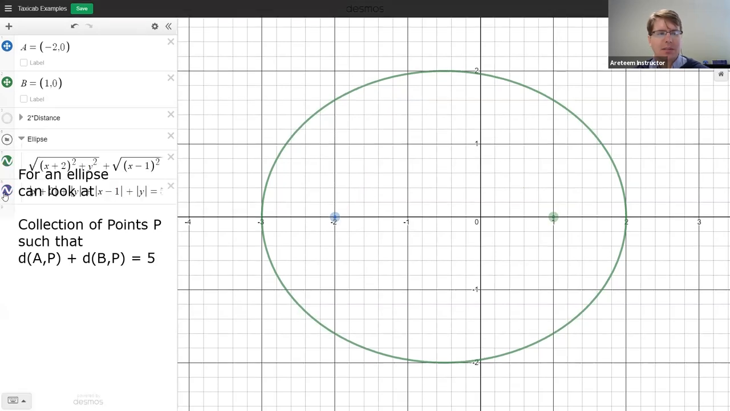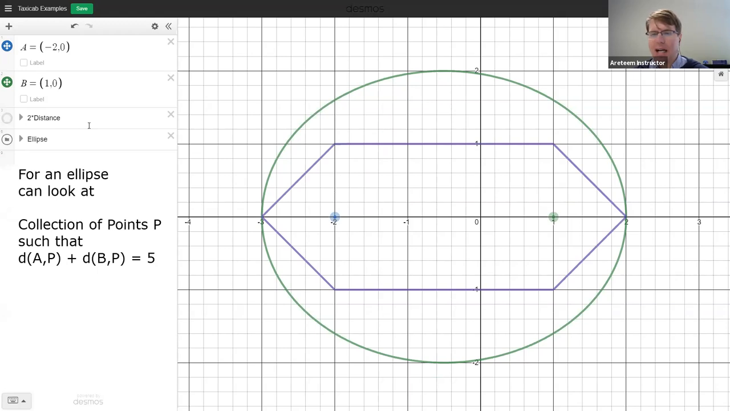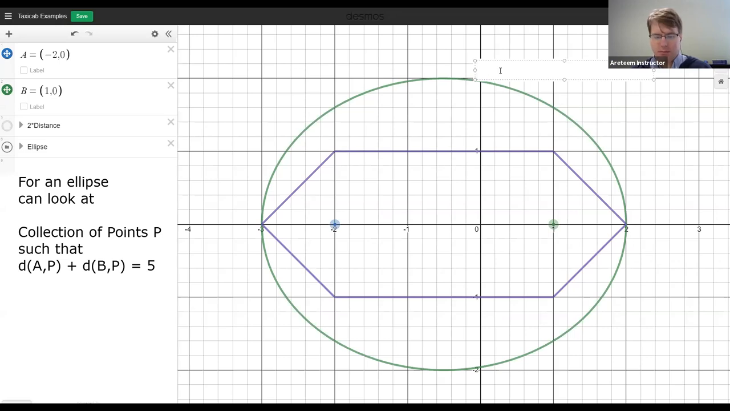Our taxicab ellipse is actually going to look like a hexagon in this case. So again, these distances are added up to each other. We do share some points in common. Should it surprise us that the points in common are on the horizontal axis? No, because we started pretty early saying that's where the distances agree, right? So we have our general Euclidean ellipse shown here in green, and then our purple in this case is going to be our taxicab ellipse here.